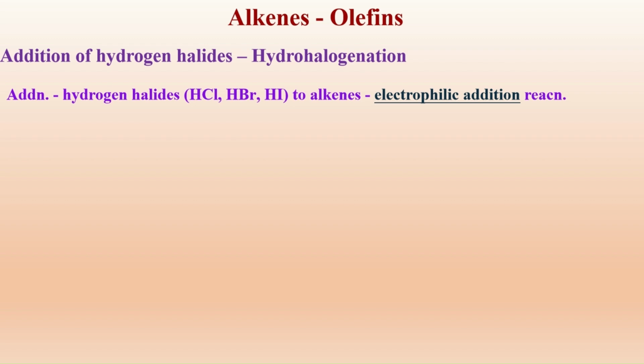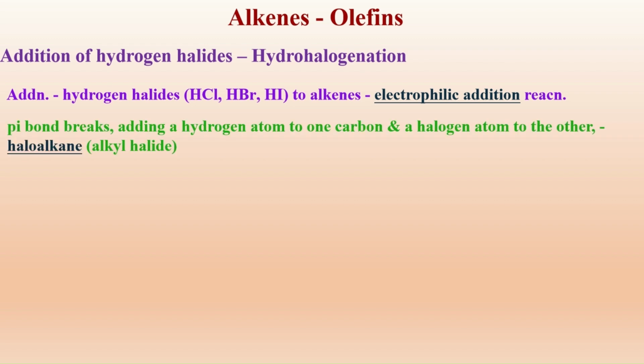Like that of hydration of alkenes, the hydrohalogenation of alkenes can follow an electrophilic addition mechanism. The pi bond breaks, adding a hydrogen atom to one carbon, and a halogen atom adds to the other carbon to give a haloalkane. The reaction includes the reaction of alkene with HCl.